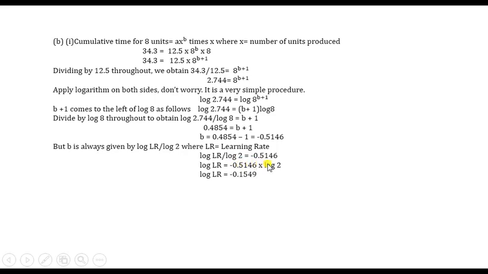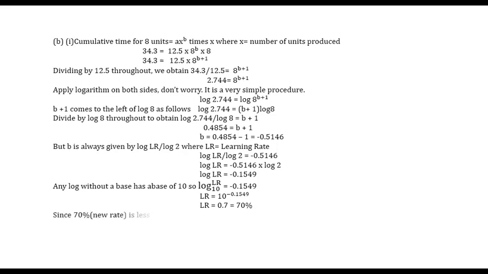Using a calculator, multiplying this, we obtain log LR equals negative 0.1549. Now note one thing: any logarithm has its base. If you are not given the base, which is the number below the log, that means base 10. So to obtain LR, the learning rate, we take 10 to the power negative 0.1549. Through a calculator, we get a learning rate of 0.7 or 70%. So our learning rate has changed from 75% to 70%.